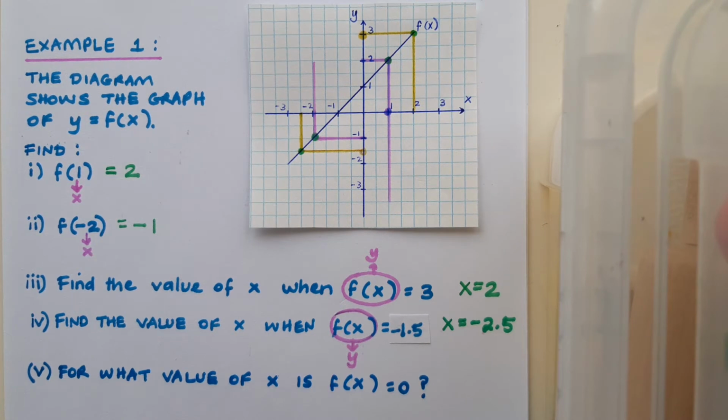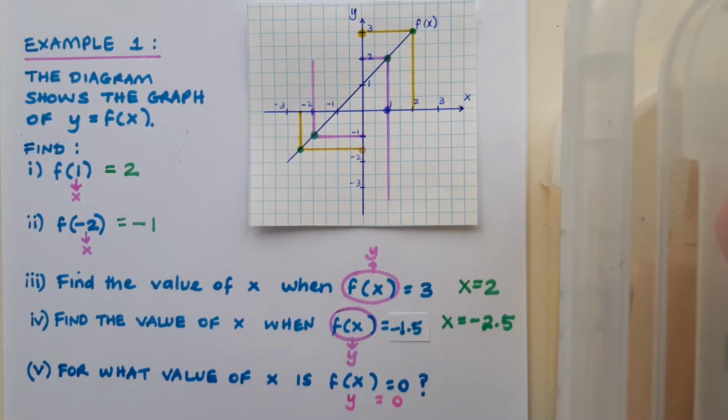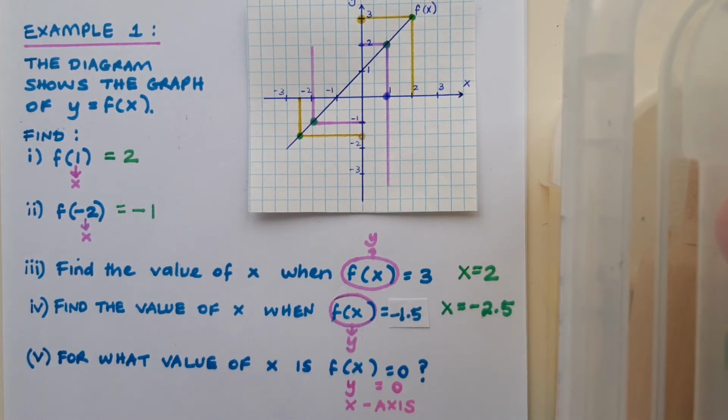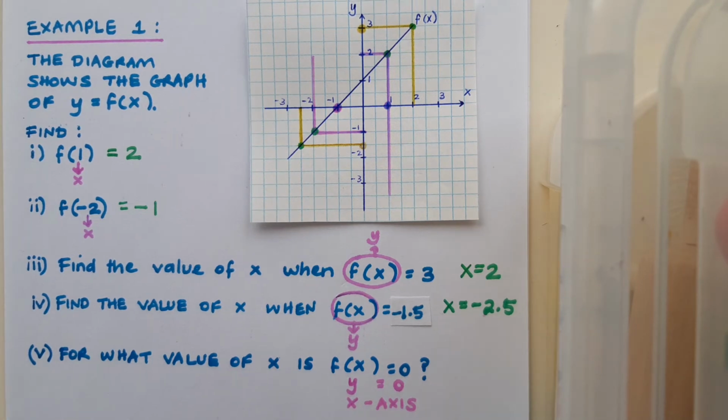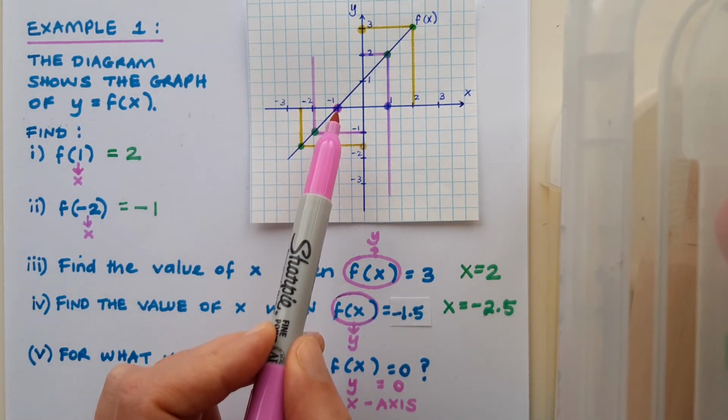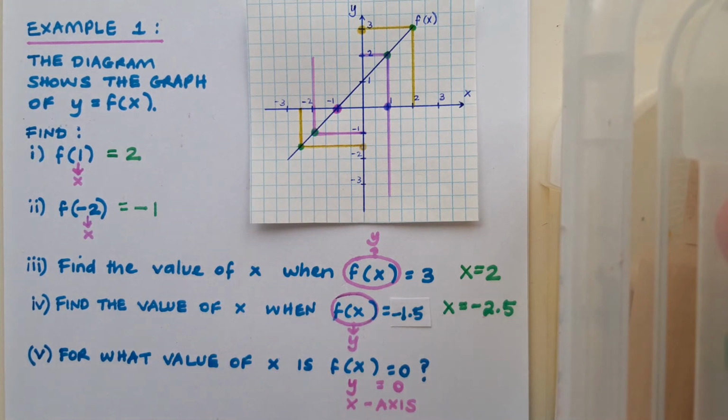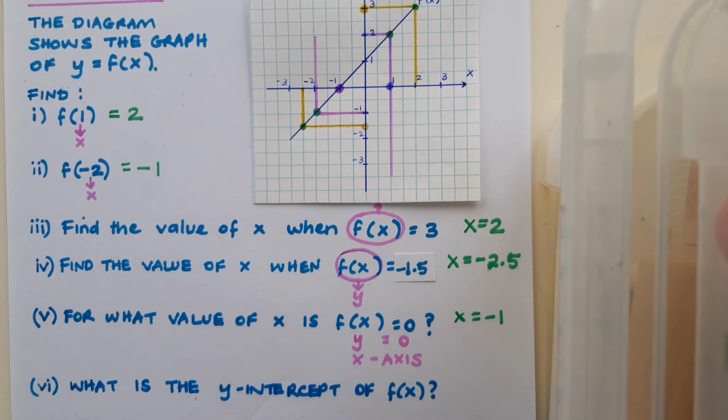One of the easiest questions to answer when interpreting any function is for what value of x is f of x equals 0. We know that this refers to y equals 0, and of course y equals 0 is simply another name for the x-axis. So a question like this is really asking us, where does the line go through the x-axis? This is quite easy to identify in our diagram. I can see that it occurs at this point here. So my solution is just x equals minus 1. Another question that we might be asked is, what is the y-intercept of f of x?